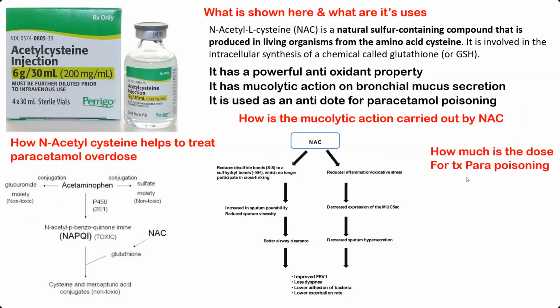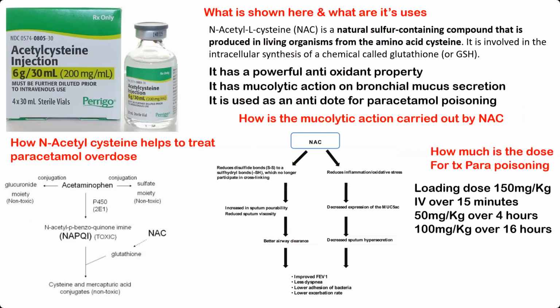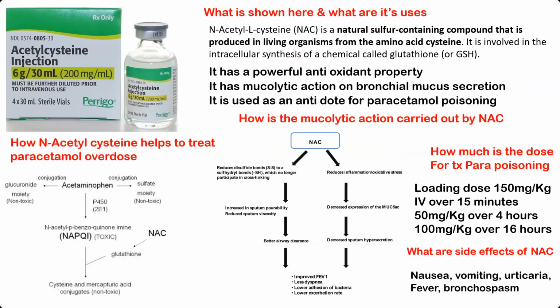How is it being done? How much is the dose for treating paracetamol poisoning? So it is 150 milligram per kg loading IV over 10 minutes, followed by 50 milligram over 4 hours and 100 milligram over 16 hours. Side effects: nausea, vomiting, urticaria, fever, and bronchospasm.